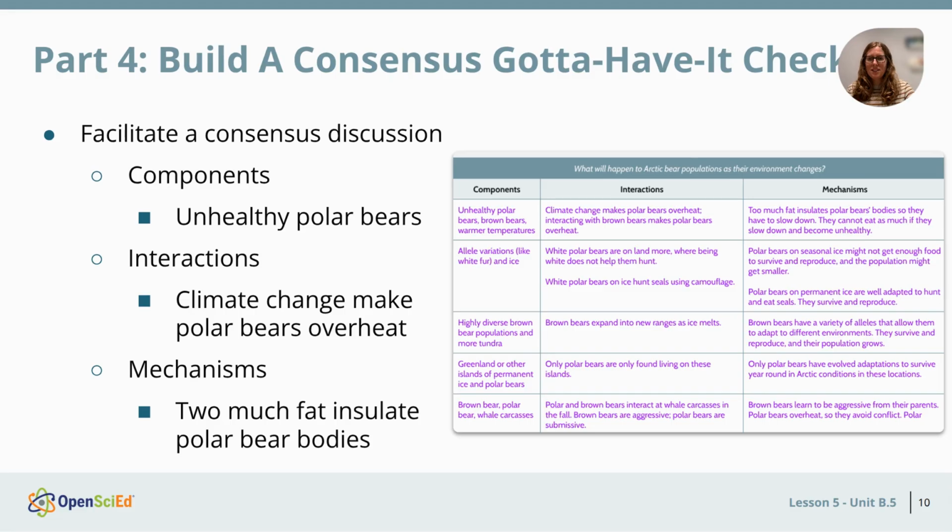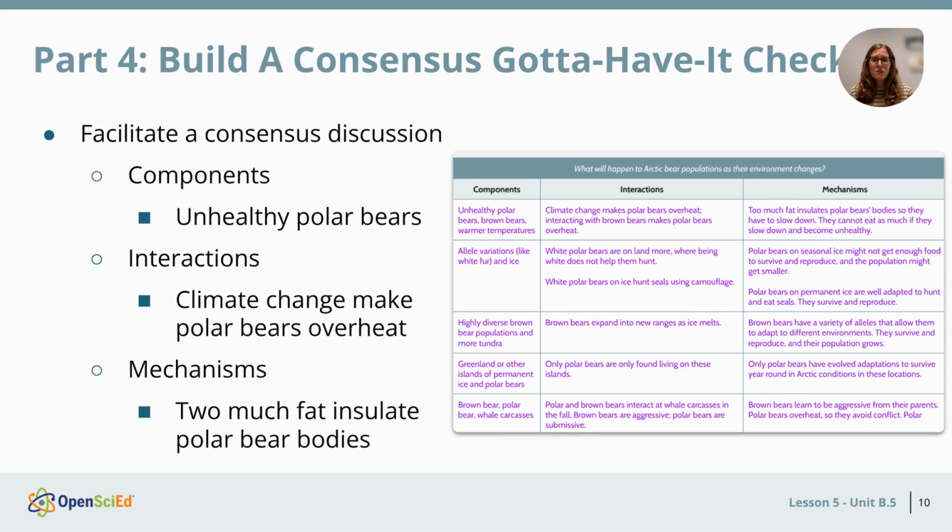The key moments. Part 4. After the students work together in pairs to create a gotta have it checklist, now we're going to build a consensus gotta have it checklist. So we're going to have a consensus discussion about what goes into this checklist. So we'll have that discussion as a class. And it's all about components, interactions, and mechanisms.